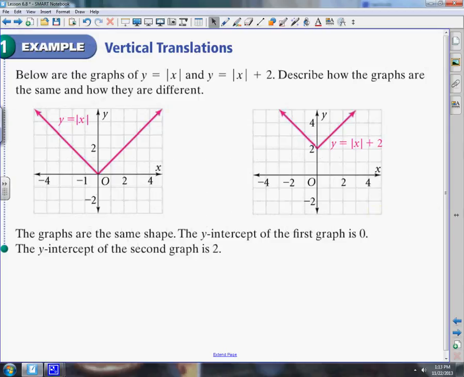So vertical translations. If you look at both of these, here's my graph of y equals absolute value of x, and here is what it will look like after a vertical translation. It's going up 2, and this 2 is the y-intercept. Okay? So the graphs are the same shape. The y-intercept of the first graph is 0, and the y-intercept of the second graph is 2.